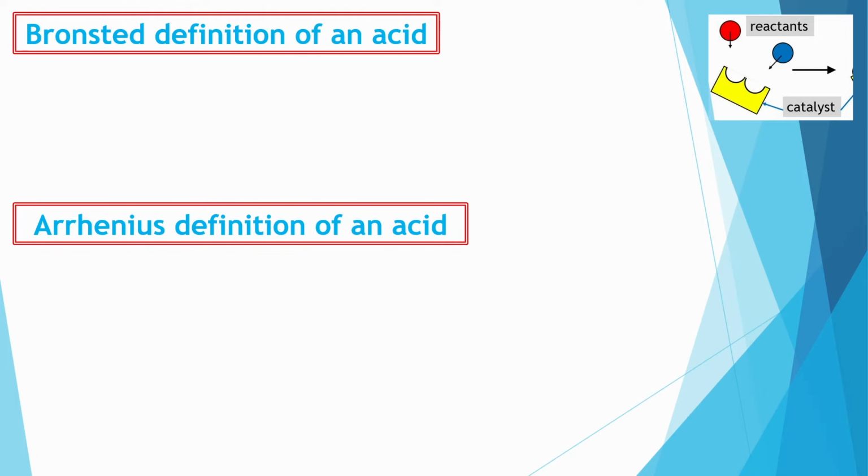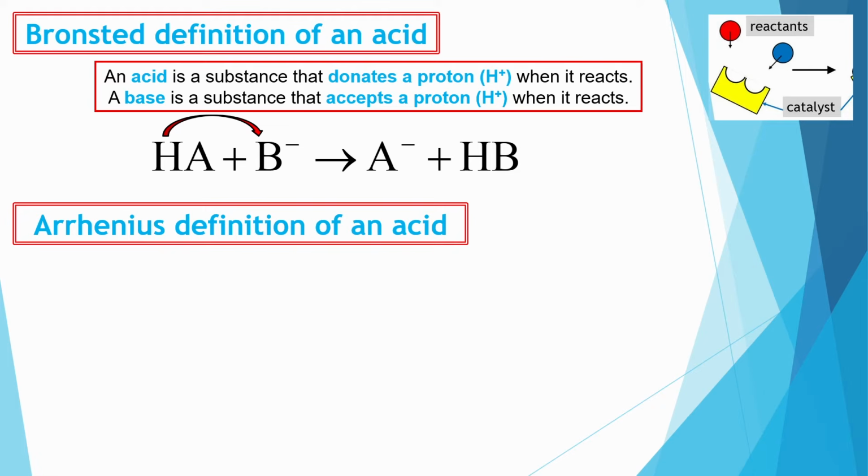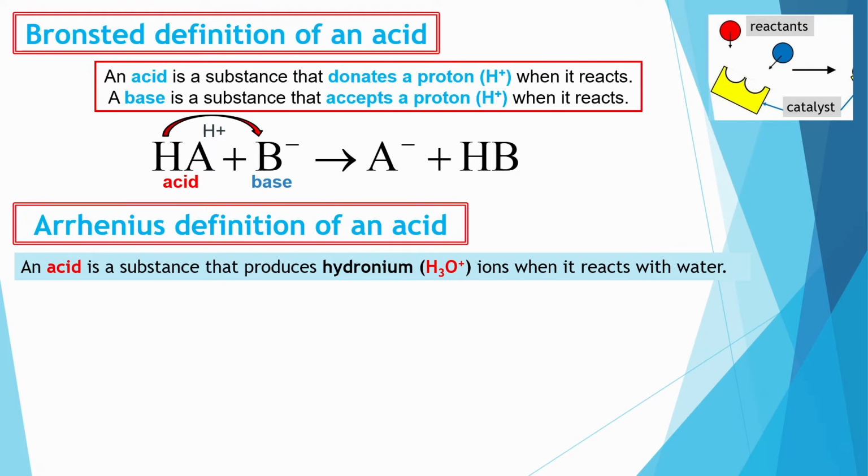Now we have two important definitions of acids and bases. We have one called the Bronsted definition of an acid. The Bronsted definition of an acid is a substance that donates a proton. And because of that, a base is a substance that accepts a proton. So in this example here, the acid is HA. It donates a proton to the base, and the acid then becomes deprotonated. It loses a proton and a positive charge, and the base gains a proton and a positive charge. That is the definition of a Bronsted acid and base.